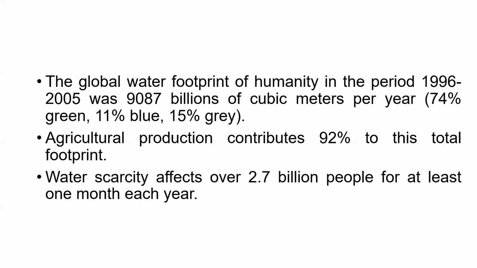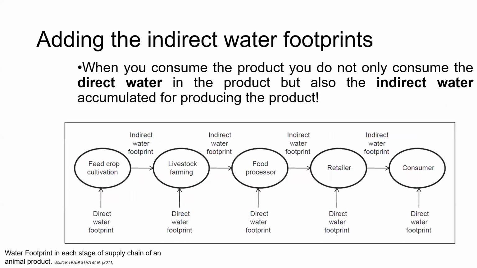And for agriculture production, because maximum water is being utilized in agriculture production. Agriculture production contributes 92% of this total footprint, which is 9,087 billion cubic meters. Water scarcity affects over 2.7 billion people for at least 1 month each year. And for this reason, water scarcity in many areas is of course increasing day by day. Aquifers are shrinking.